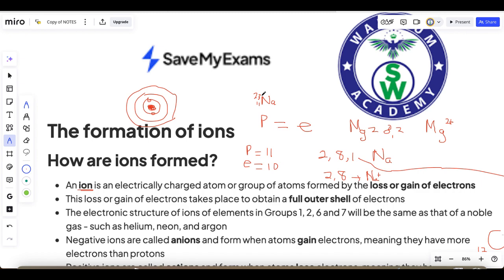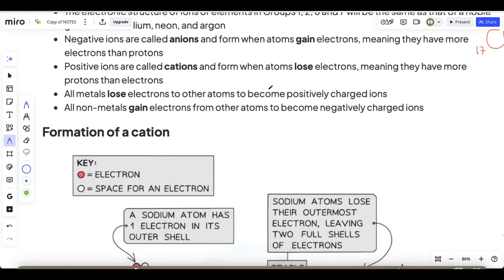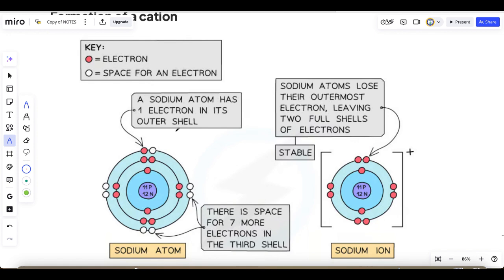We did that in chapter 2. 23 minus 11 gives you the number of neutrons. So inside the nucleus of the atom, the number of protons is 11 for sodium, and the neutron, which is neutral and does not have a charge, is 12. Now, this is for the nucleus.